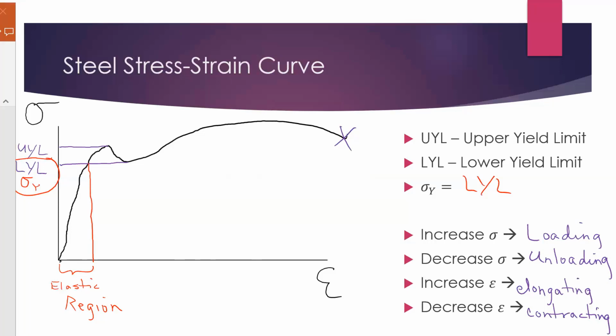At the edge of that elastic region is our elastic strain. Just like we have our yield stress, we can have what's called a yield strain. That's essentially the strain that occurs when you reach your yield stress.